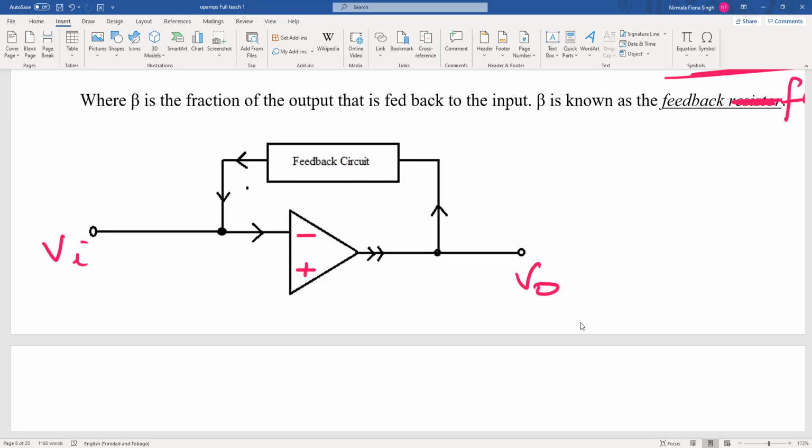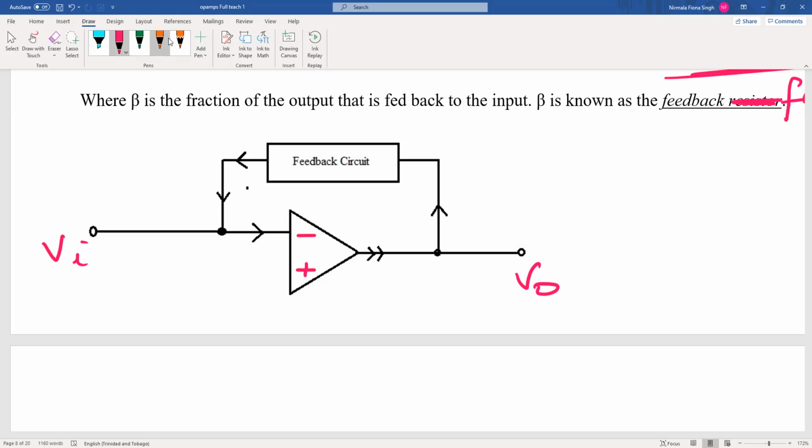What happens here is, as our VO comes out, which is our output voltage, some comes out, and then some comes back in. The factor by which this comes back in is called beta. Beta is your feedback factor, how much smaller your voltage is going to get. So if beta is how much smaller it's going to get, the voltage in my feedback circuit is going to be beta times V naught.